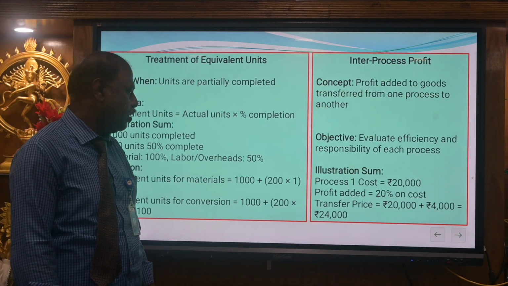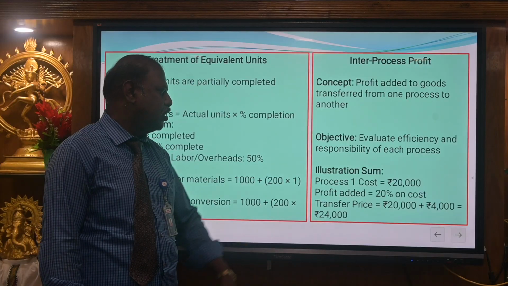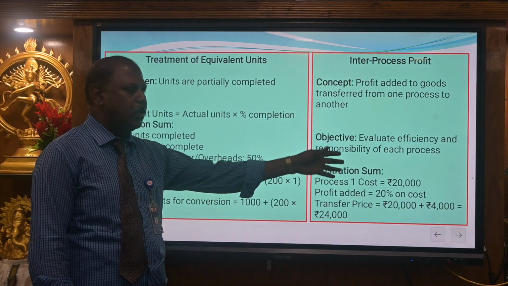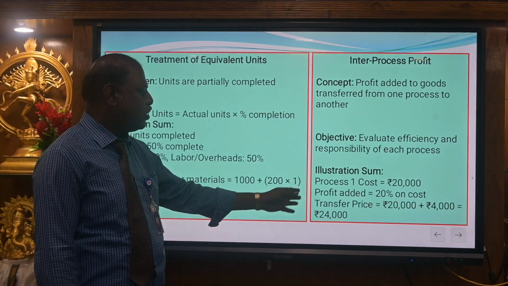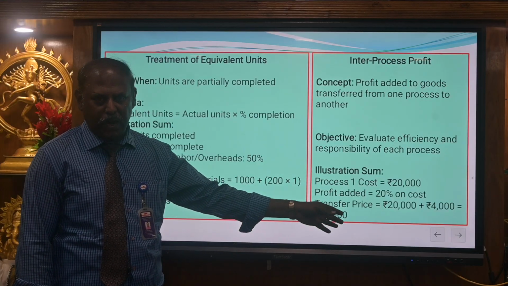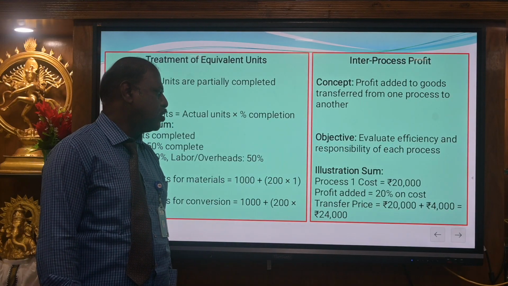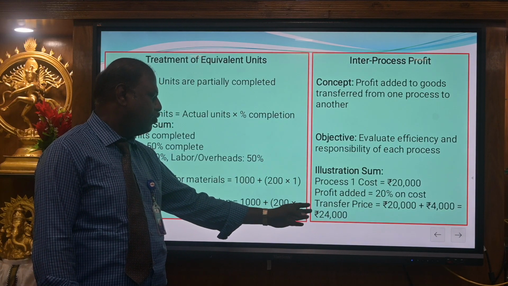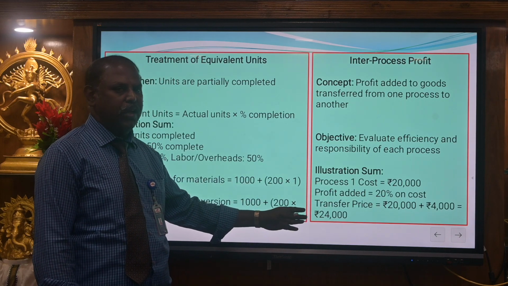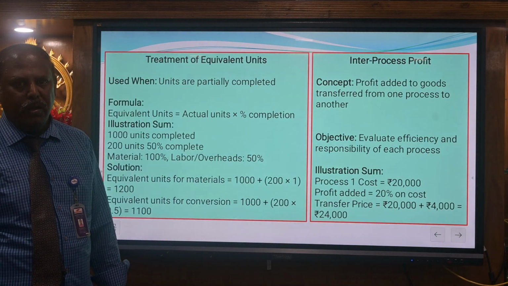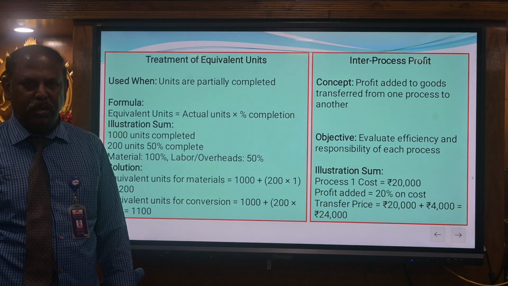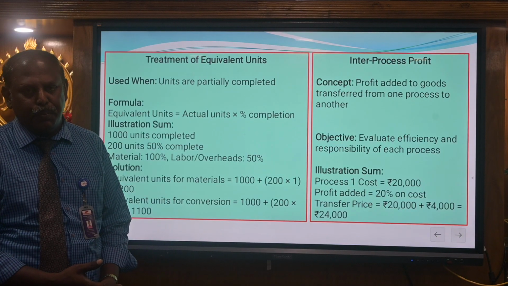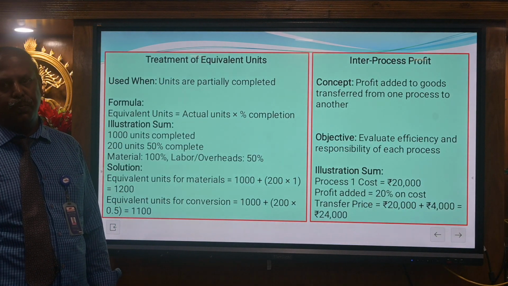Here we have an illustration. In process 1 the cost is rupees 20,000. Profit added is 20% on cost, that means 20% on 20,000. So the transfer price is the 20,000 process value plus 20% on cost as profit. So the companies can transfer the product from one process to another at rupees 24,000. This is the main concept of inter-process profit: when companies transfer from one process to another, they fix a percentage of profit on the process cost.